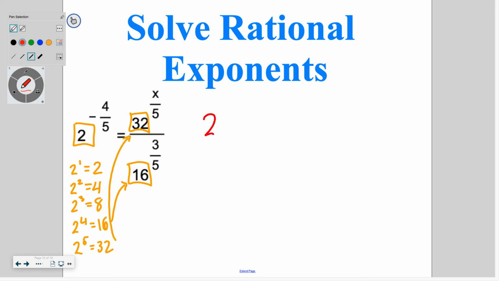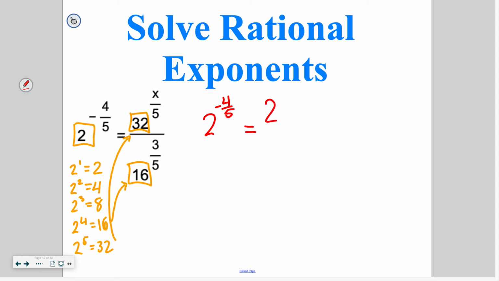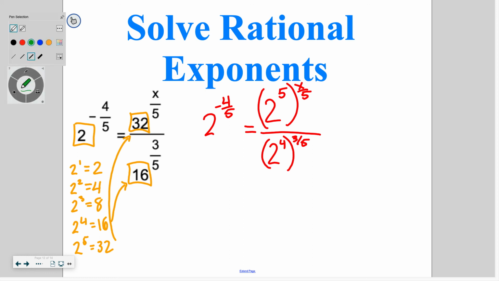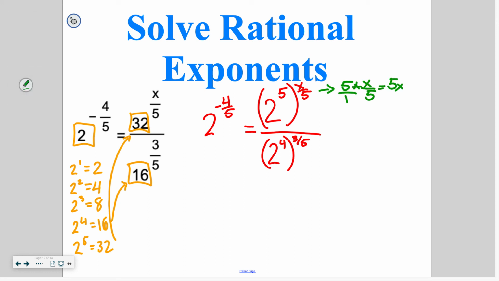So 2 to the -4/5 power stays the same. Then over on the other side, I've got 32, which I'm going to write as 2 to the 5th power being raised to the x minus 5 power over 2 to the 4th power being raised to the 3/5 power. Now, how do I simplify those? We're going to look at this exponent. Right here, we've got 5 times x over 5, which ends up as 5x over 5, or just x.